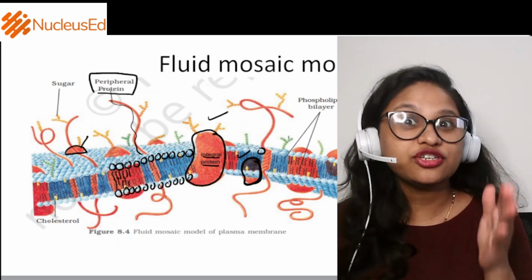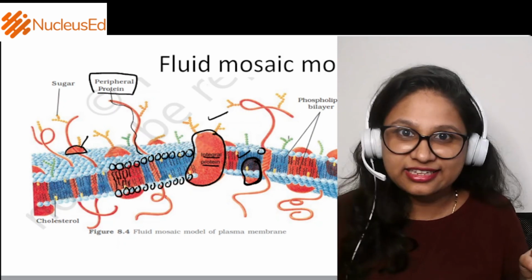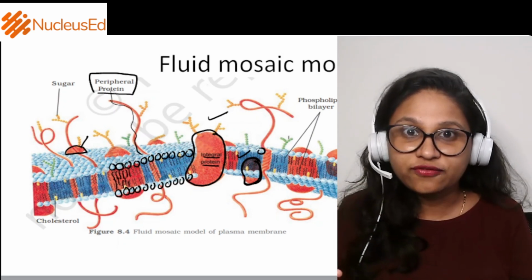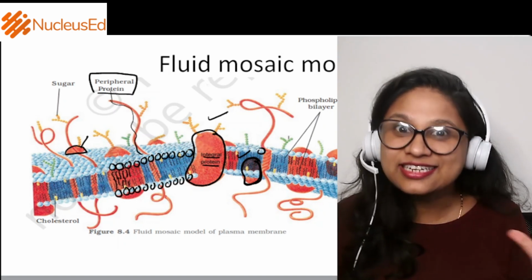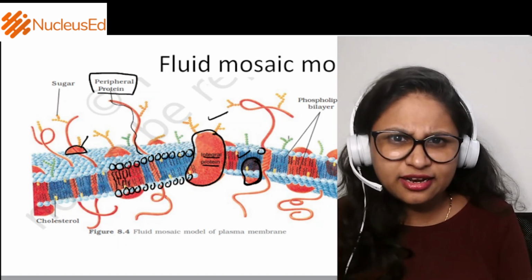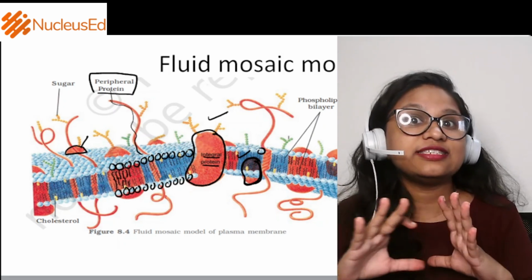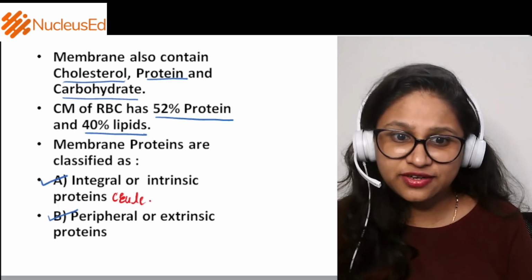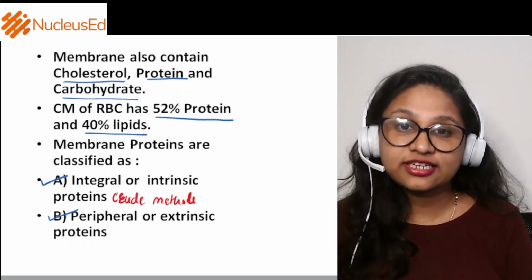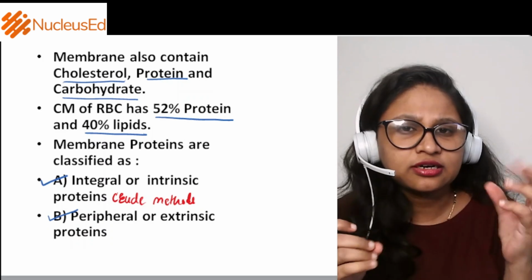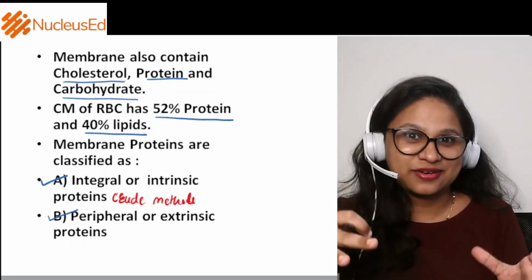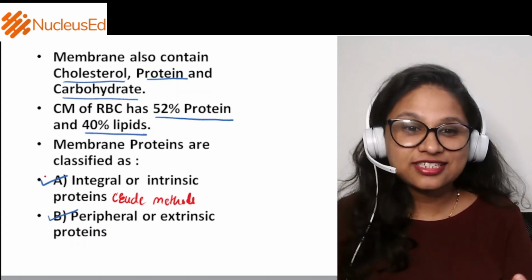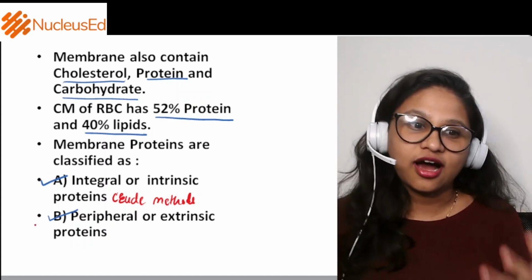If you want to study these proteins, of course we need to extract them, to remove them from the cell membrane. Peripheral proteins will be easily detached from the cell membrane. But what about integral proteins? Integral proteins will not be easily detached from the cell membrane. We will require certain crude methods in which we generally make use of detergents. Detergents loosen up the proteins which are embedded in the cell membrane, and when they get loosened up, of course they will easily be detached, right? So this is how the integral and extrinsic proteins are classified.